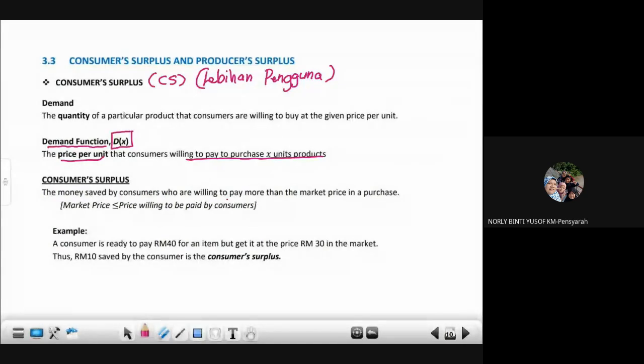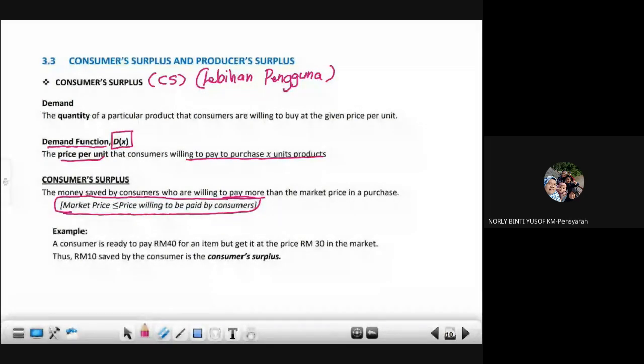Yang ni, DX ni lebih kepada you punya consumer surplus. So consumer surplus konsep dia adalah money saved by consumer who are willing to pay more than the market price in a purchase. Contoh, market price dia adalah lebih kecil atau sama dengan price yang willing to be paid by customer. Ni konsep yang you belajar dekat you punya business dan ekonomi. Konsep ni banyak keluar dekat UPS. Kalau tutor dengan assignment banyak kira.